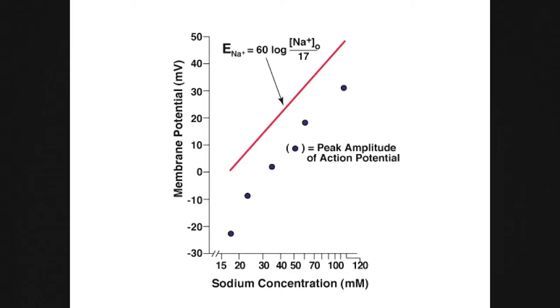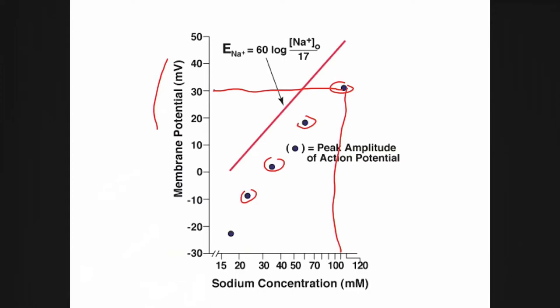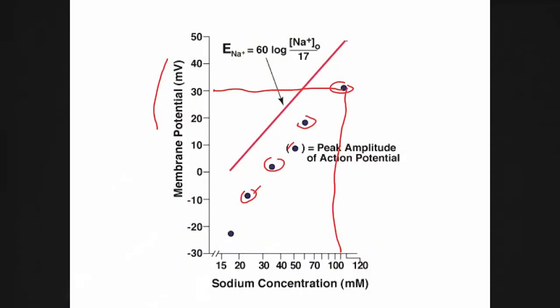Next slide, you plot those measurements. Here's the peak amplitude of the action potential on this axis. Here is the extracellular concentration of sodium. Here are the measurements: at this concentration of sodium, you have this peak amplitude. As you reduce the concentration of sodium, you reduce the amplitude of the action potential. Here is the straight line predicted by the equilibrium potential for sodium, this red line. The good news is that there is excellent agreement. As you change the sodium concentration, the peak amplitude changes, as does the equilibrium potential for sodium.